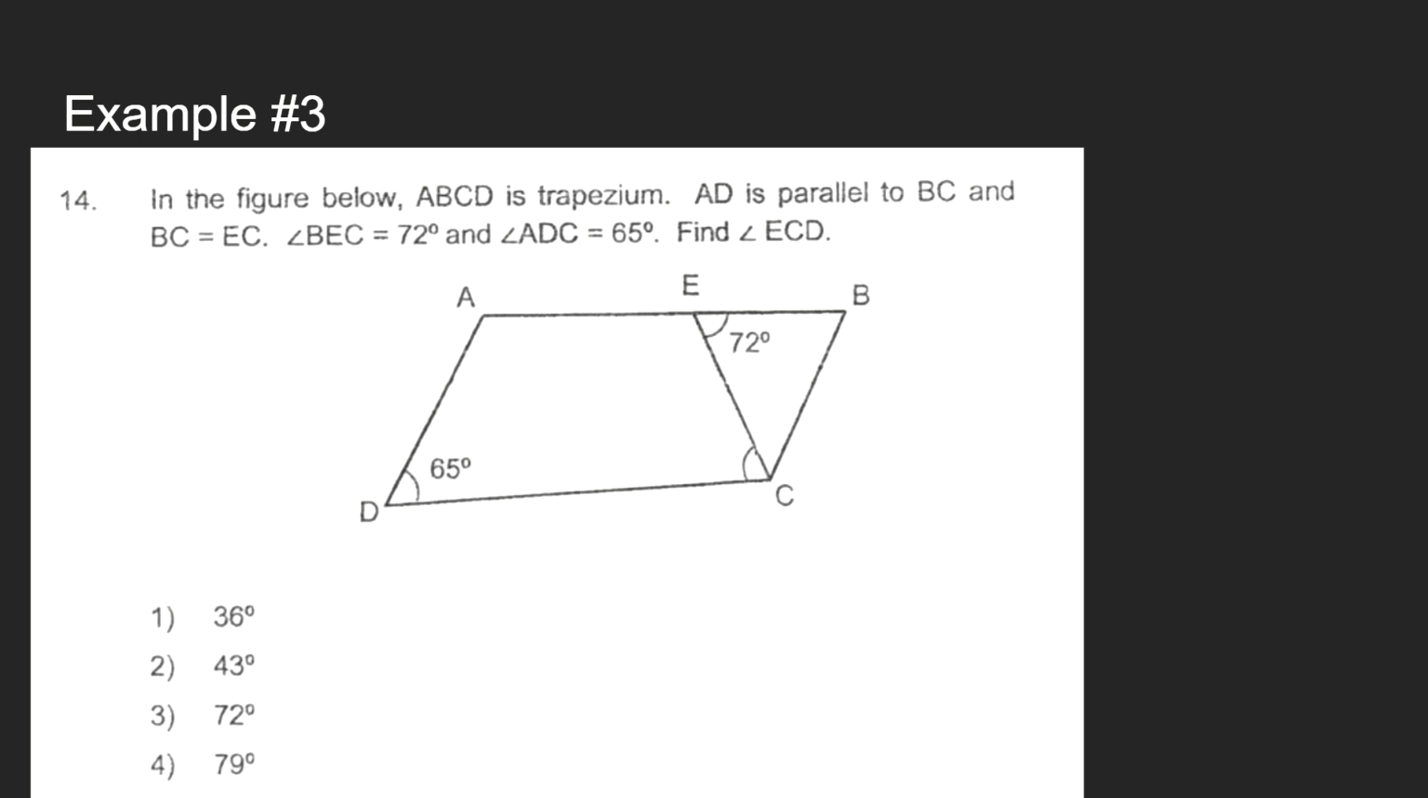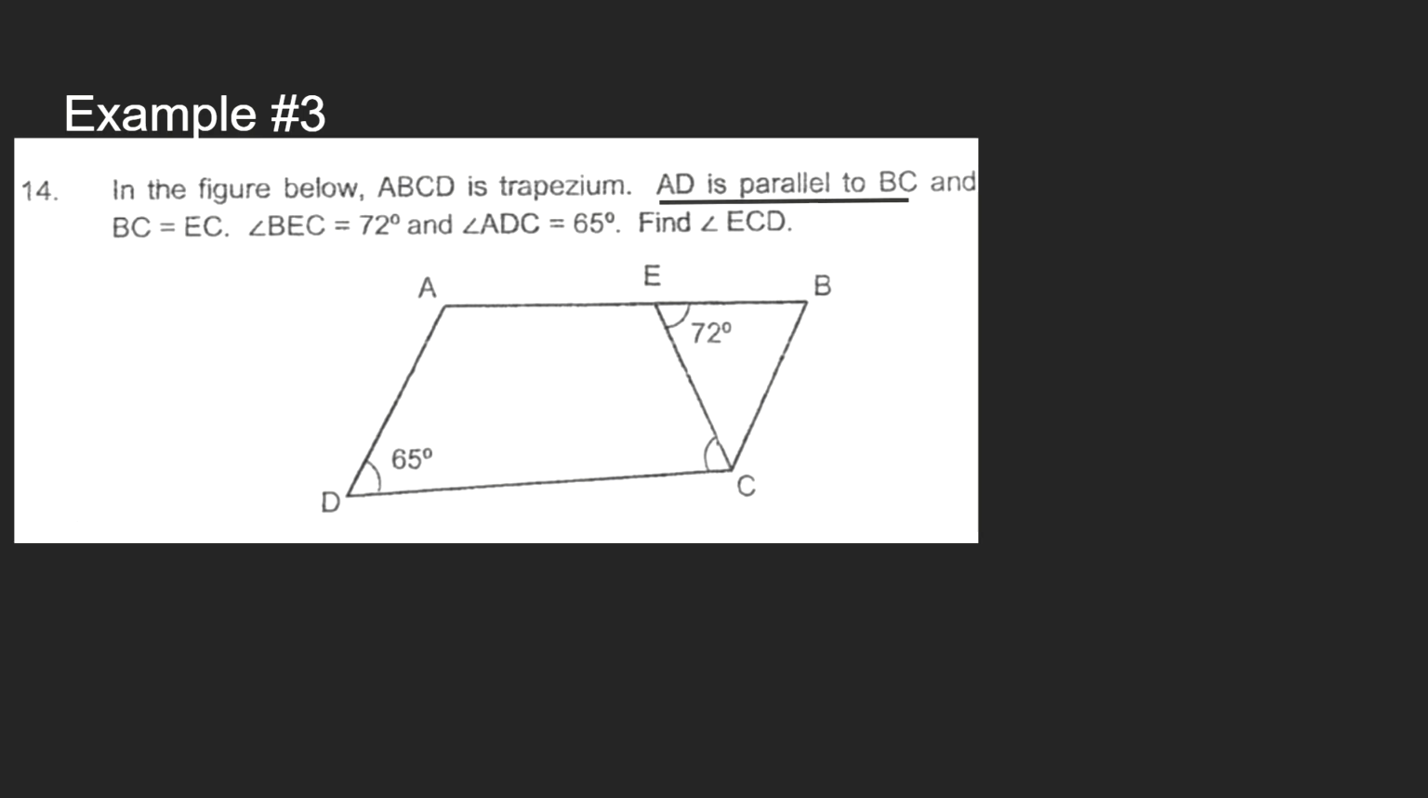In the figure below, ABCD is a trapezium. AD is parallel to BC and BC equals EC. Angle BEC equals 72 degrees and angle ADC equals 65 degrees. Find angle ECD. For geometry questions, it's very important to identify the important information, then label it on the figure. If not, we may miss it out accidentally.